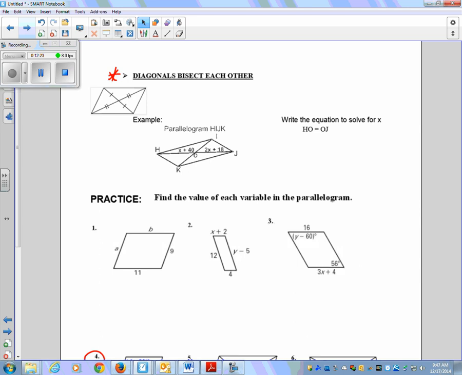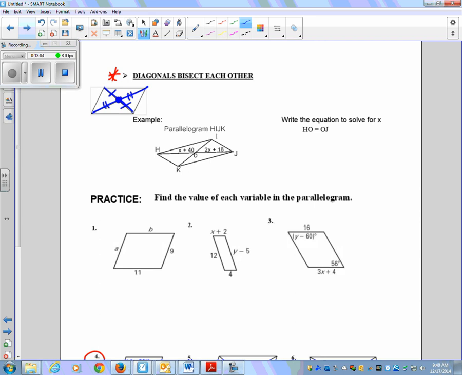The very last property is that diagonals bisect each other. So that means that if you draw both diagonals in a parallelogram, then this point where they intersect is the midpoint of the two diagonals. They cut each other in half. They bisect each other. So this is congruent to this. This one's congruent to this one. Does it mean all four of those segments are the same? No.